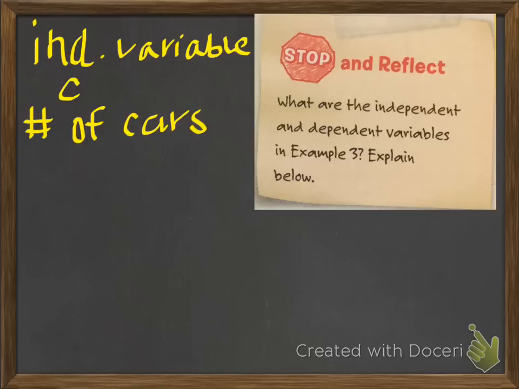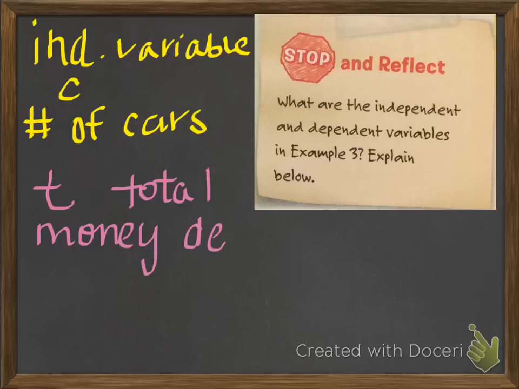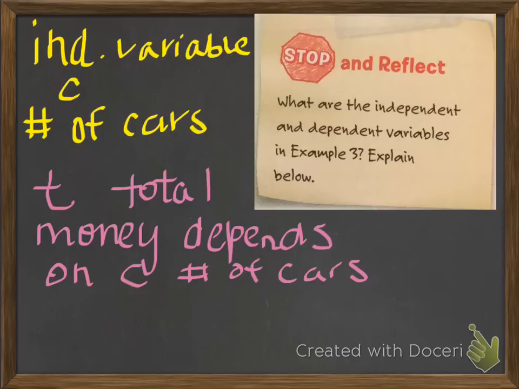But then the total output, which is T, the total money made, depends on C, or the number of cars. So that makes this one the dependent variable.